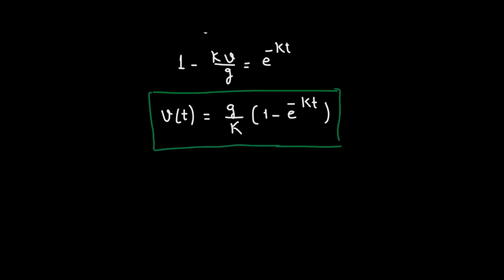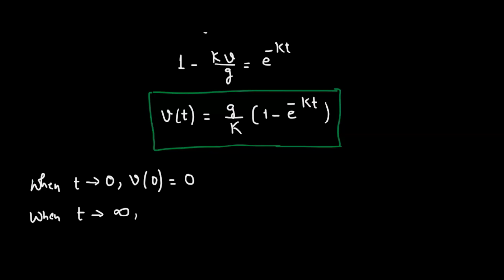Now from this expression, we can quickly draw a graph of the dependence of velocity on time. So here when time t is 0, we have v of 0 equals 0. And when t approaches infinity, we calculate at a very large amount of time, then v of t will approach g over k, and this is also known as the terminal velocity vt.